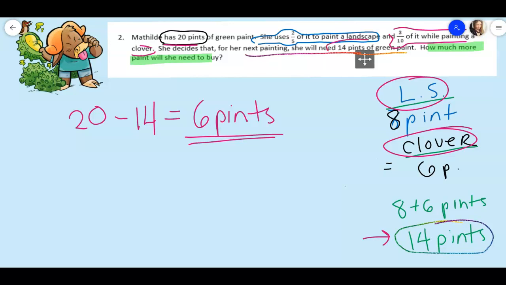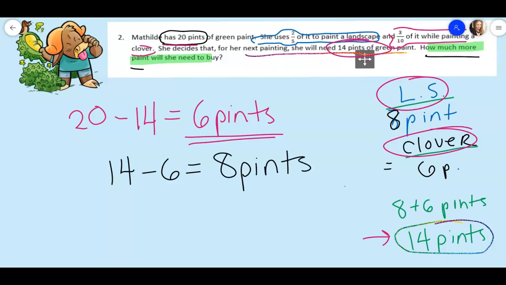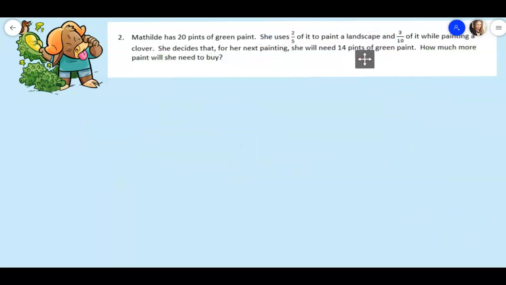That's not enough for the 14 pints she's going to need to use. But the good news is that she doesn't have to go out and buy a whole 14 pints because she's already got 6. So in order to figure out the difference, we're going to take the 14 pints that she's going to need, and subtract the 6 that she still has. And what are we left with? That's right, 8 pints. So the answer to how much more paint will she need to buy is she's going to need 8 more pints.